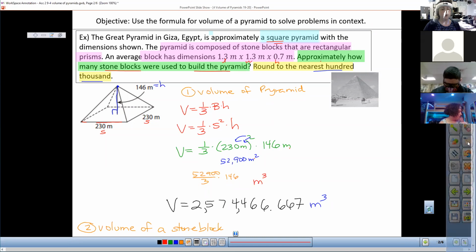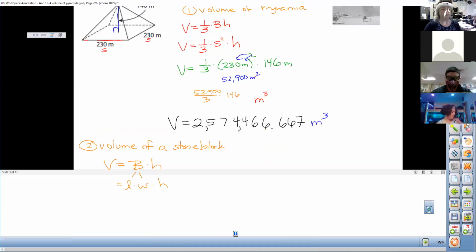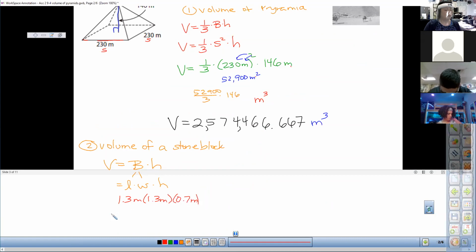So we've got some 1.3s and a 0.7. So I've got a 1.3 meters times a 1.3 meters times a 0.7 meters. So this is going to give me meters times meters times meters, which is cubic meters. And this is actually important, that both of these volumes be in the same units, cubic meters here. All right, so now let's multiply 1.3 times 1.3 times 0.7. So it looks like we get 1.183. Don't round this, not if you want to get the expected answer.